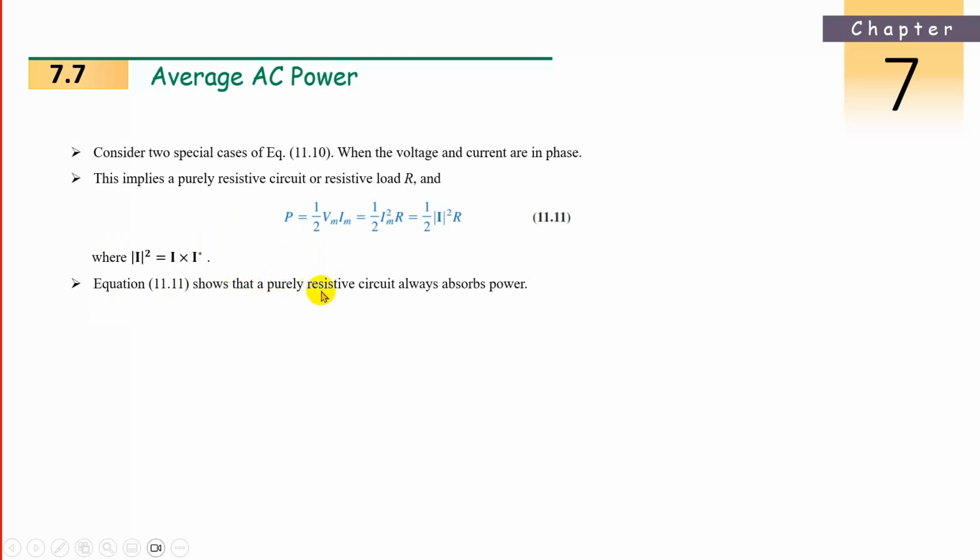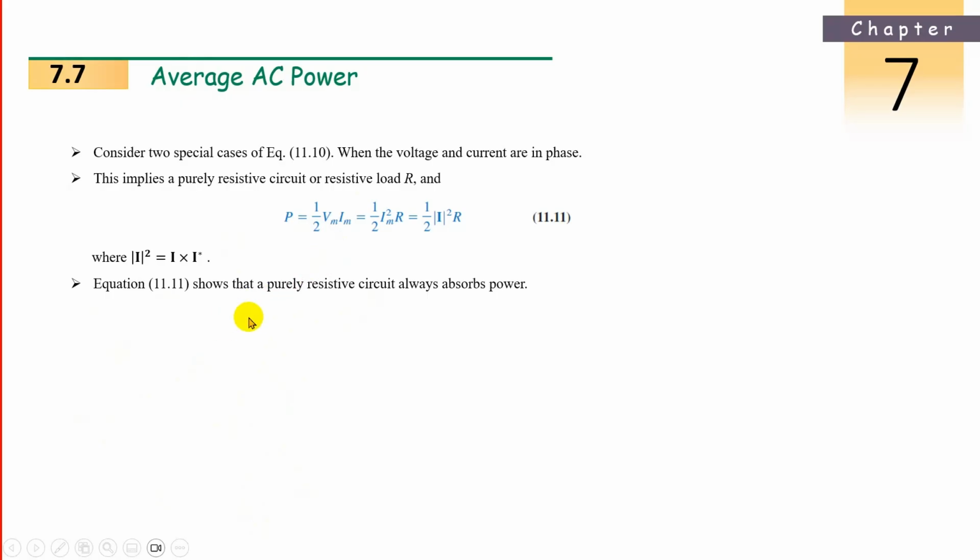Now the equation shows that a purely resistive circuit always absorbs power. Half I square R is there, which means there is some power, so it is absorbing. Now we see the opposite side, when the circuit is purely inductive rather than purely resistive.